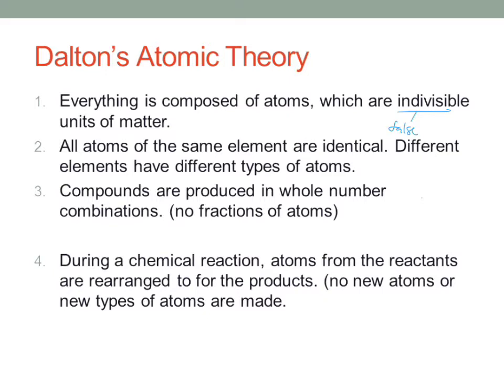You can't turn everything into gold because atoms of different elements are different, right? A gold atom is different than a lead atom, is different than an iron atom, is different than a carbon atom. They're not the same thing. You can't just take a bunch of lead, shape it right, and all of a sudden it turns into gold.